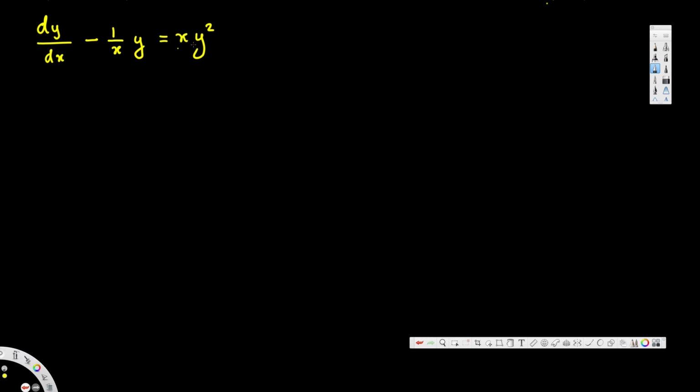differential equation. Without this y square, you can see this is a linear first order differential equation, because the linear differential equation pattern should look like this: dy by dx plus a function of x multiplied by y, that's equal to another function of x. Okay, this is a linear first order differential equation. The only difference is we have y square multiplied by this one, therefore this is a Bernoulli's differential equation.